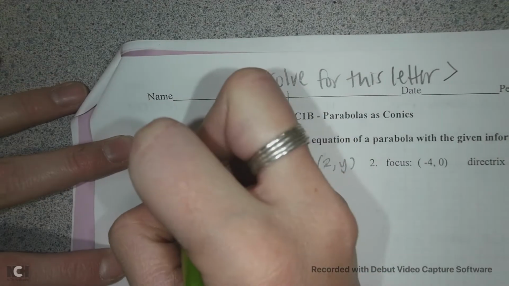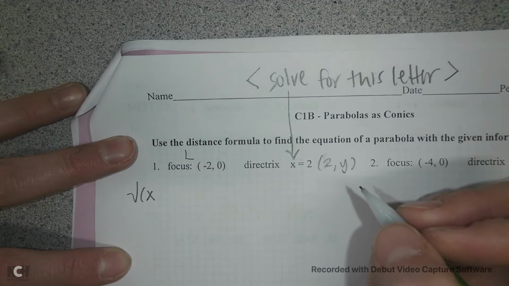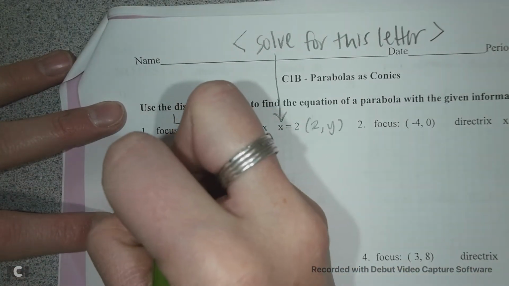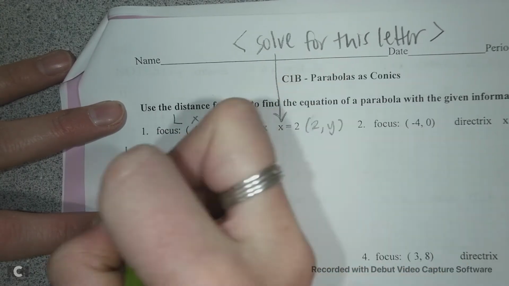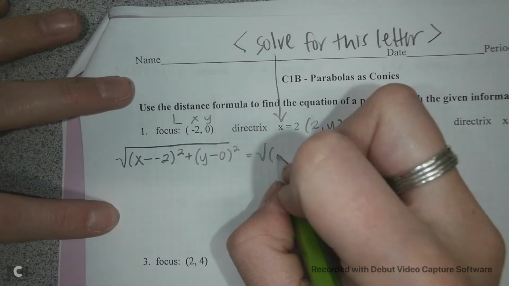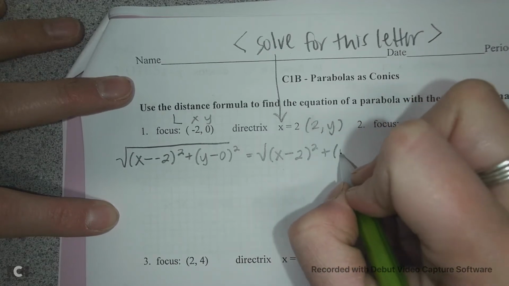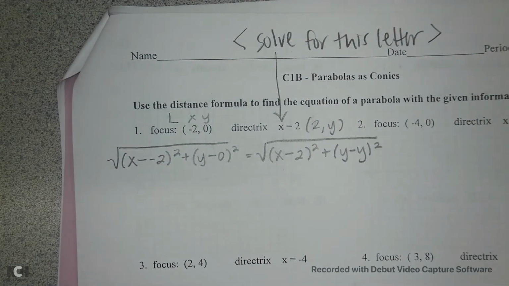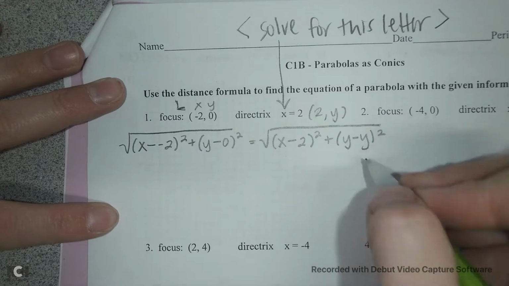So on the first side, on the left side, we have our focus. Remember, it's x, just an x, because that stands for our point that we don't know, minus our x value, which is -2, and y minus our y value, which is 0. So this is the left-hand side. On the right-hand side, again, we have x minus our x value, which is 2, and y minus our y value, which is y. And now we solve. So we don't have to draw a picture every single time. We can skip those steps if we know the pattern, and this is the pattern.